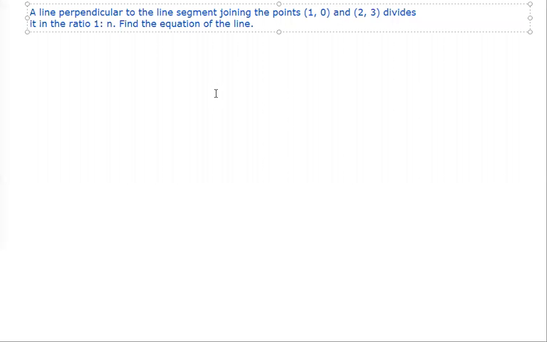Okay, students. So let's do the sums based upon various forms of equations for a straight line. Chapter number 11, I think.